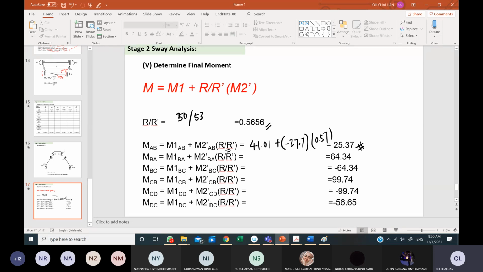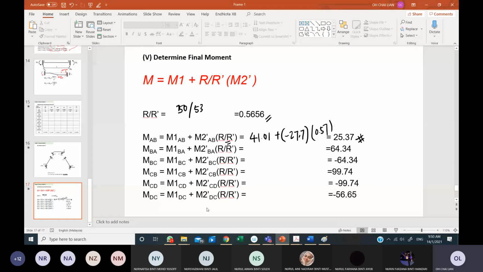If you are asked to determine the support reactions, there is nothing about the moment distribution method. You just need to use the equilibrium equations to solve for your other support reactions and internal forces.